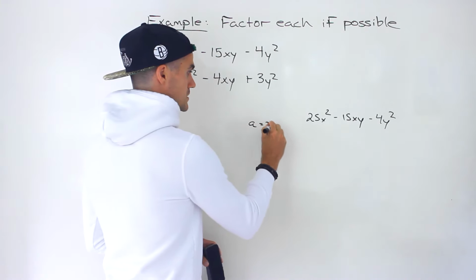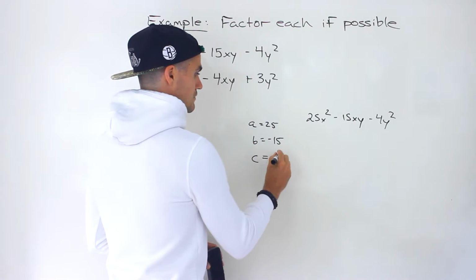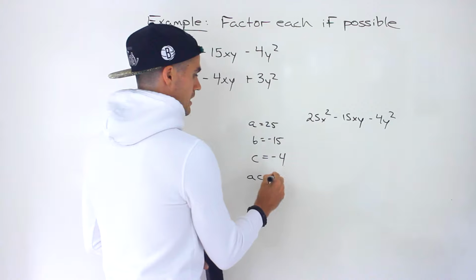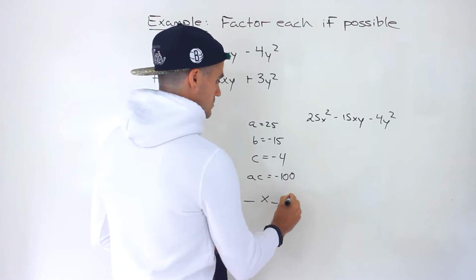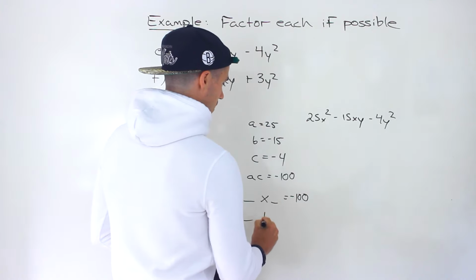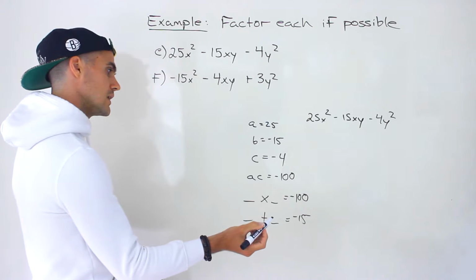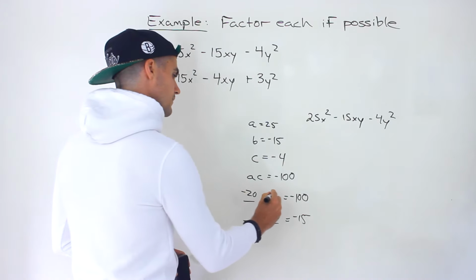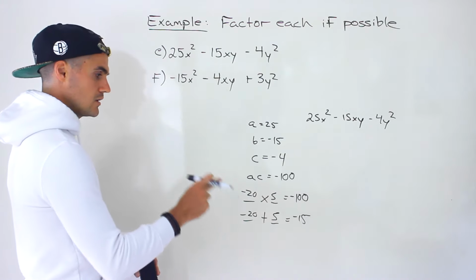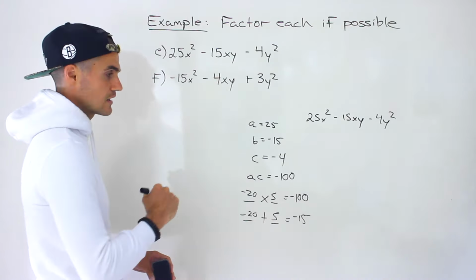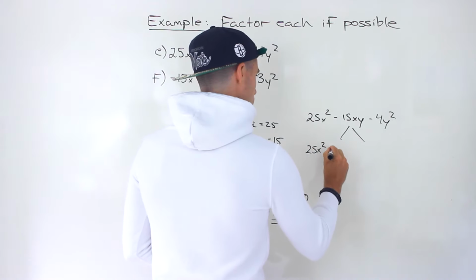Let's do decomposition. So we'll have the A, B, and C value. Then we multiply the A and the C. That would give us negative 100. So what two numbers multiply to negative 100 and add up to that B value of negative 15? That would be, what, negative 20 and 5? Negative 20 times 5 is negative 100. Negative 20 plus 5 gives us negative 15. So then we decompose that middle value into those two values.